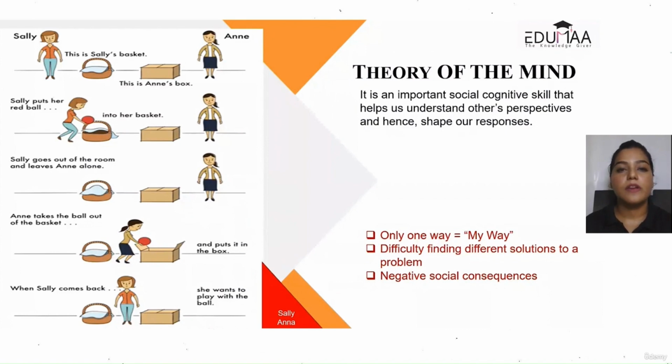Should we be very direct? The person may not feel nice if we say specific words. They may not be socially appropriate. They may feel hurt. If we respond in that way, it can lead to negative social consequences. So it is important for us to understand others' perspective. It is a very important social cognitive skill that we need to teach our children with autism.